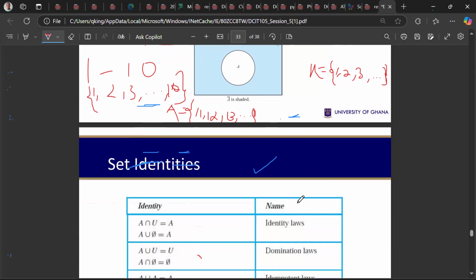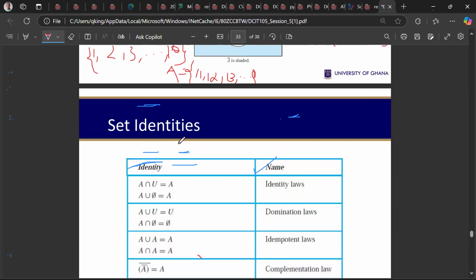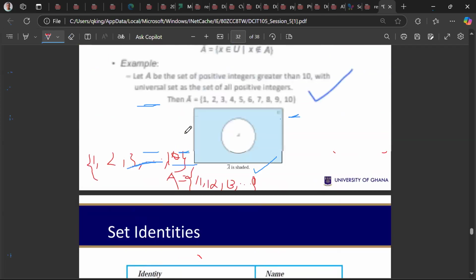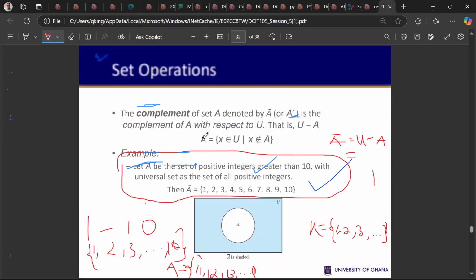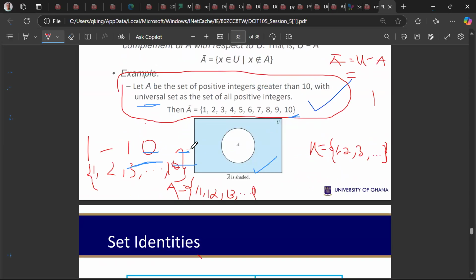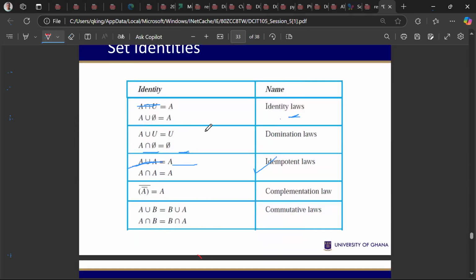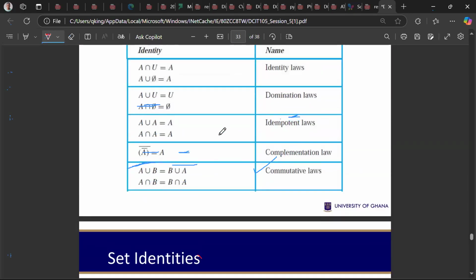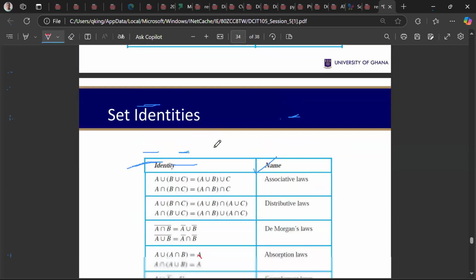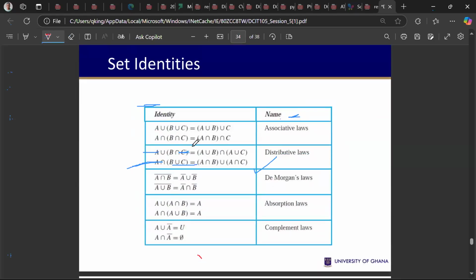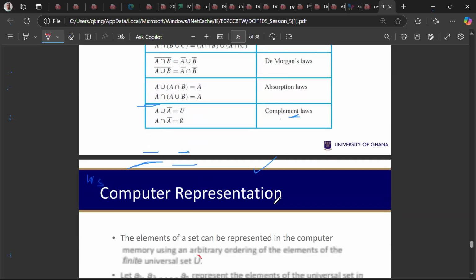Okay. So these are some set identities. That'll be all for the set operations for now. Let's read more on this. I'm going to skip these ones, and these are the continuation. Let's find time and read more into this. So I'll skip this as well.